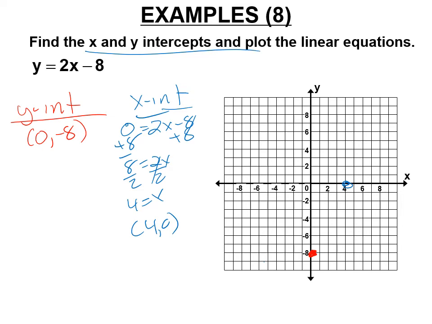Now, we also know something else, though. We could check our work here. We know the slope. Well, what does the slope of 2 mean? It means over 1 up 2. So from here, over 1 up 2, over 1 up 2, over 1 up 2, look, we land on the x-intercept. Truthfully, if you had graph paper or a grid like I do, you could find the x-intercept by doing that. But I don't think it would be faster than the math there. And there it is. We know the slope is 2, the x-intercept is 4, 0, the y-intercept is 0, -8.